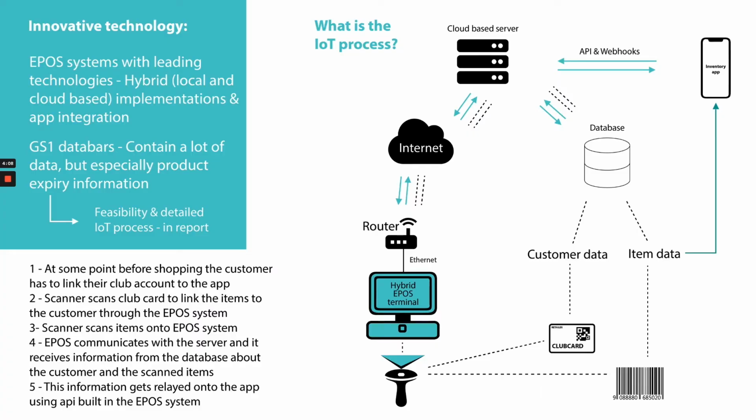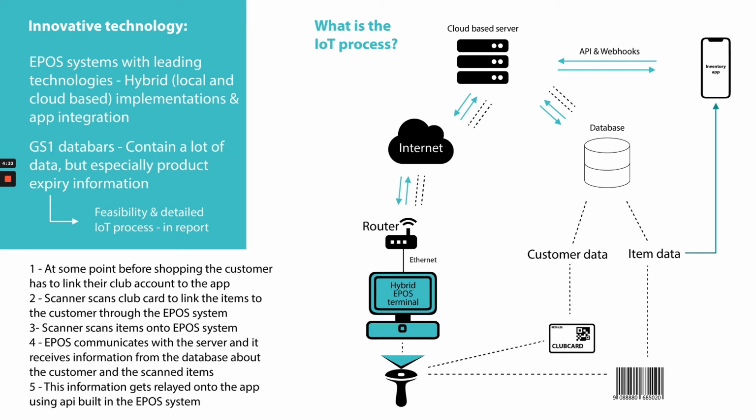So in terms of the innovative technology that this app will be using, we'll be looking at the electronic point of sale systems with leading technologies such as hybrid implementations and app integration, and then GS1 data bars, which contain a lot of data, but especially product expiry information. So in terms of the feasibility and the whole detailed IoT process, I'll talk about this in my report.